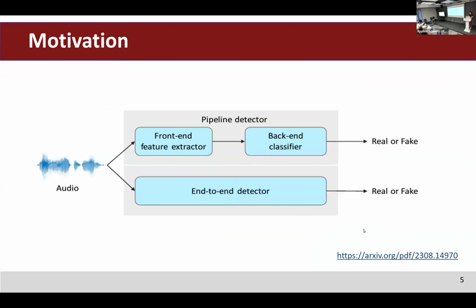Existing mainstream studies on audio deepfake detection can be broadly categorized into two types of solutions. First is pipeline approaches, and second is end-to-end detectors. Pipeline approaches involve a two-step process with a front-end feature extractor capturing relevant audio features, and a back-end classifier making the final detection decision. On the other hand, end-to-end detectors aim to learn the detection task in a single step, leveraging deep neural networks to map raw audio data directly to the detection decision.